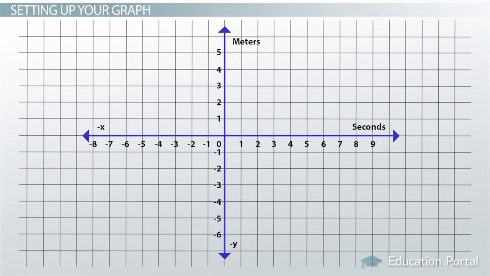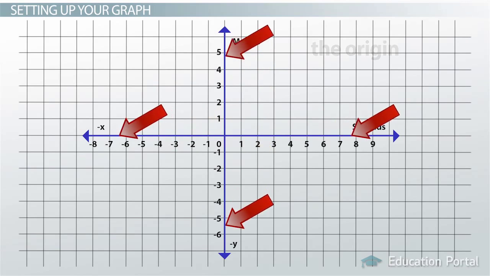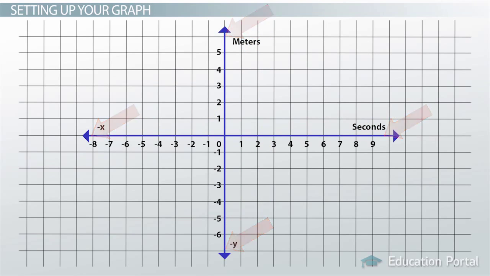Lastly, number your axes, starting with 0 at the point where the x and y axes cross, called the origin, and counting out in all 4 directions. Remember, kinematics involves vector quantities, so you need the negative values. On the graph, objects that slow down or change direction can have negative values.